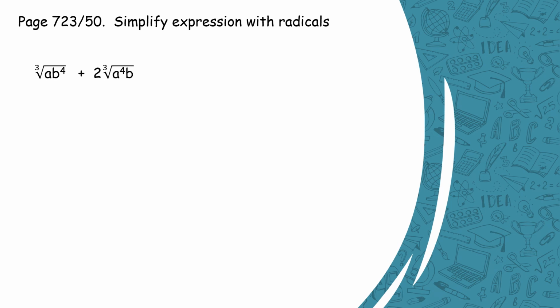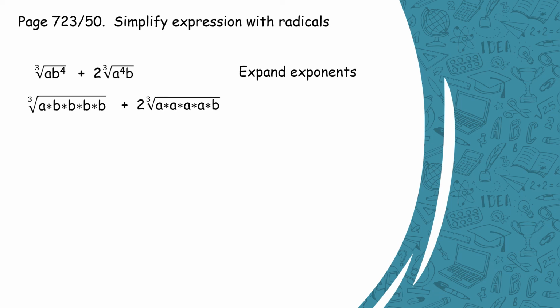This is problem 50 on page 723. Given the expression cube root of a times b to the fourth plus 2 times the cube root of a to the fourth times b, we're asked to simplify the expression. First, we need to expand the exponents inside the radical. The first term then becomes the cube root of a times b times b times b times b. And the second term will be 2 times the cube root of a times a times a times a times b.